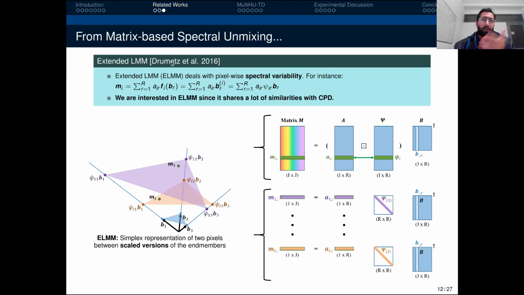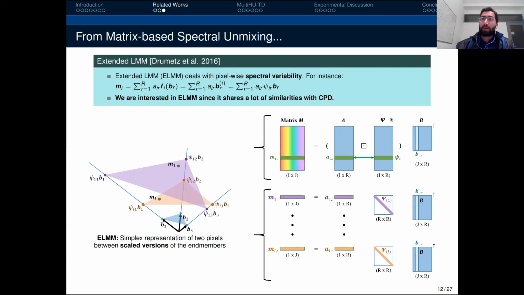Drumet is one of the co-authors of this work. What was proposed is to add, for each pixel (imagine how many pixels we have in one scene), an additional degree of freedom in order to model these variabilities. But then you have to add even more constraints to control this huge number of degrees of freedom. So for each pixel, now you have a simplex. Before it was just one simplex for the whole data. Now for each pixel you have a simplex which scales.